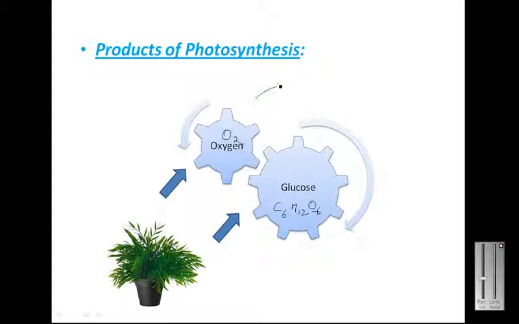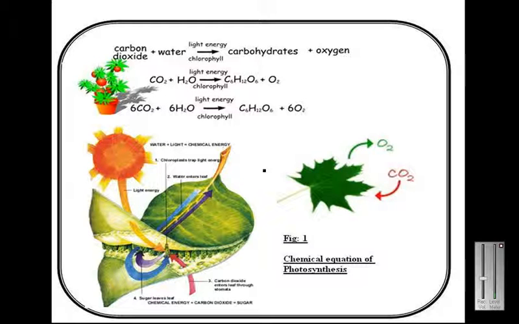This oxygen will be released in the air or the atmosphere, and the glucose will be taken by the plants as their food, and it will be stored in the form of starch. Okay, now this is the summarized photosynthesis. We can see the chemical equation, and we can see how the CO2 and the other reactants are combining to give a chemical compound, that is glucose.